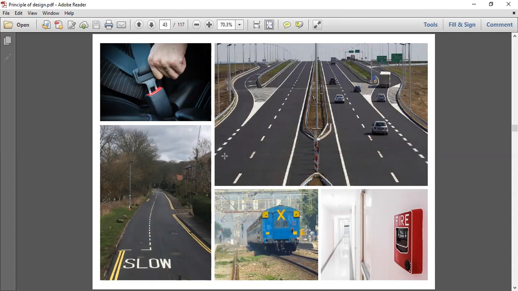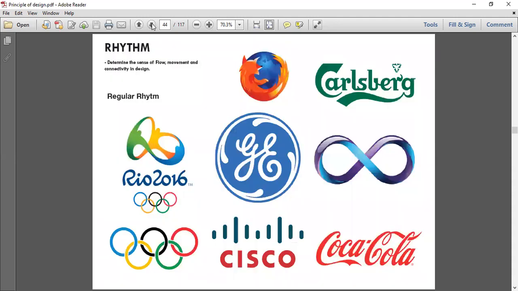A similar thing is happening on the road, with road markings and the yellow color symbol behind a train, then the red fire alarm box, or this fire box which might have a hammer to break the glass. Making it red creates a sense of emphasis so people can easily notice it during an emergency. So all these things are there.